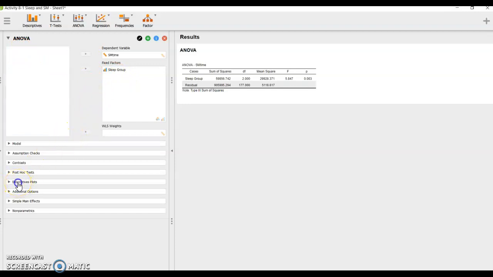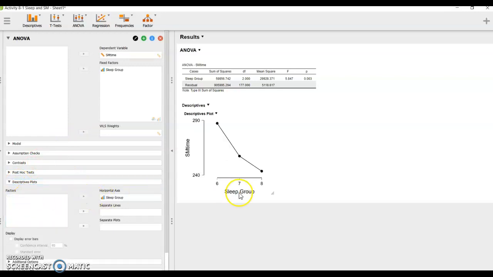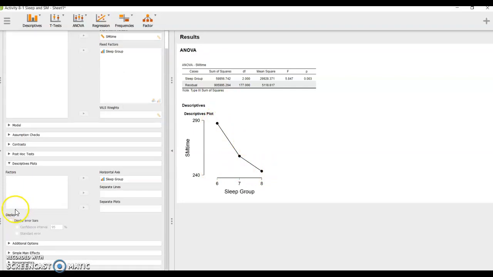Let's look at plots here. To get a plot, I'm going to move the sleep group over onto the horizontal axis, and it is putting points for the 6 hour, the 7 hour, and 8 hour group. You can also ask for error bars on your plot. If you click on the error bar, you can get standard errors or confidence intervals, and either one is fine as long as you know what you're looking at. Here I have it selected as confidence intervals.